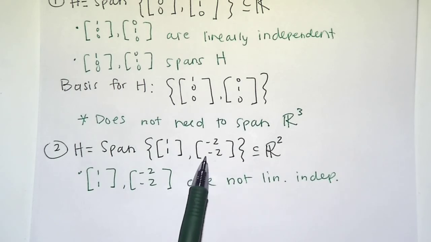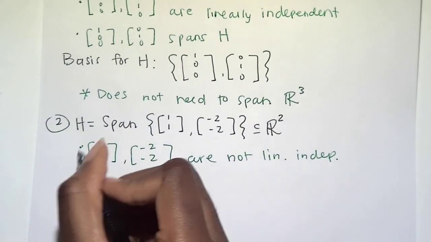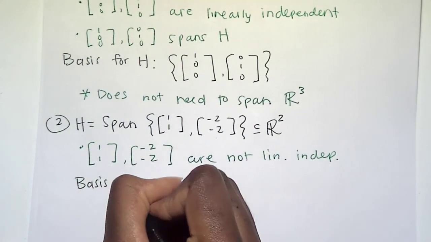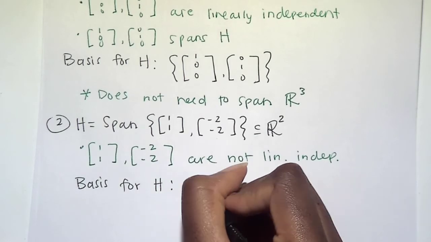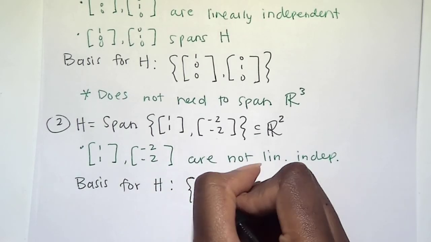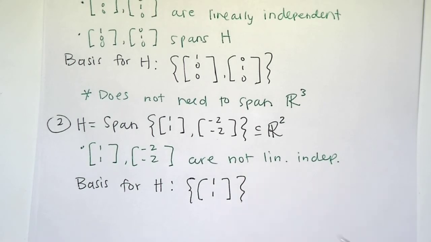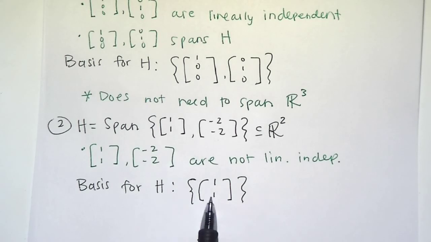However, because you can write one in terms of the other, you could choose either one of them and it would be a basis for H. So the set with just 1, 1 is a basis for H because just this vector by itself is definitely linearly independent. Also, everything in H can be written as a linear combination of 1, 1. And we can say the same for 2, 2.